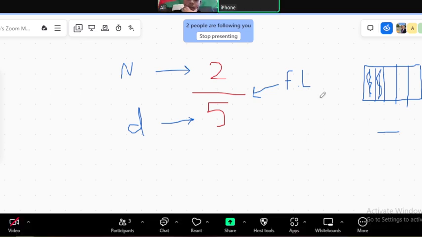So the shaded part represents the numerator. Denominator: the number of boxes, the whole, or all parts. How many parts do we have? 1, 2, 3, 4, 5. So the denominator is all parts, but the numerator is only the shaded part. Okay?